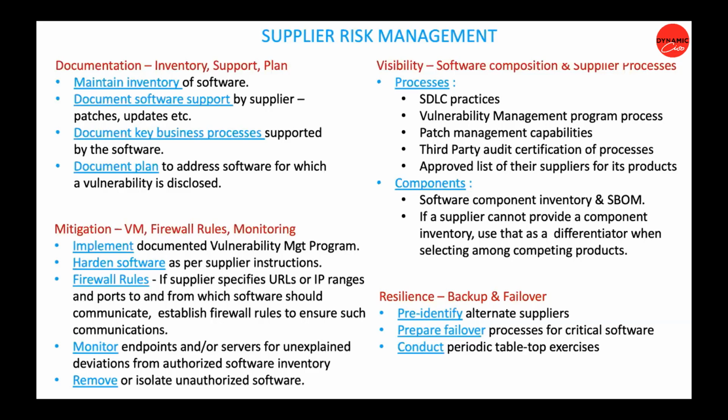So you basically are automating the entire thing at the customer end, so that even if the supplier doesn't tell you that there is an update and there is a vulnerability, the security level, the CISO's office can itself discover these things. Very importantly, if a supplier does not or cannot provide the component inventory, use that as a differentiator for selecting other competing products. Now that is the bottom line, which will pressurize the supplier to start moving in this direction quickly.